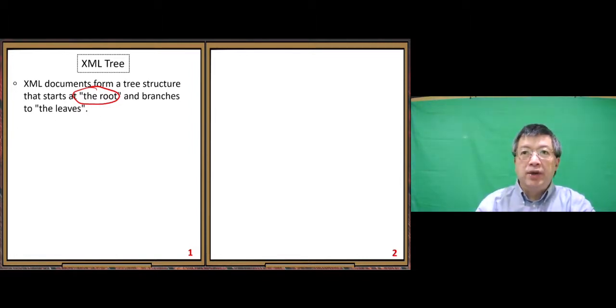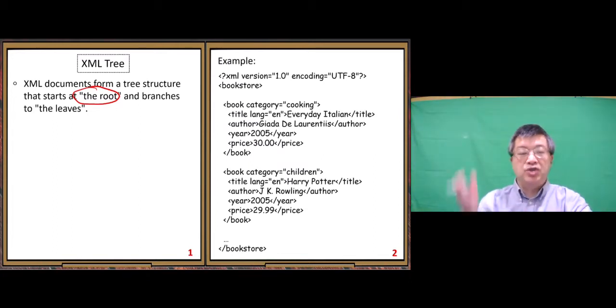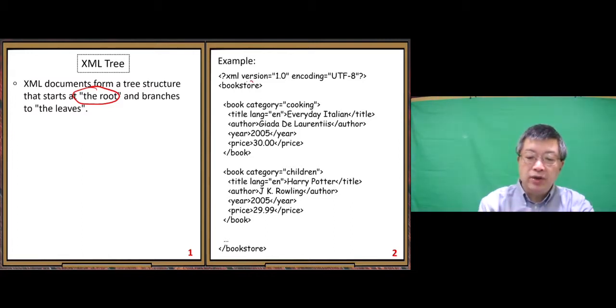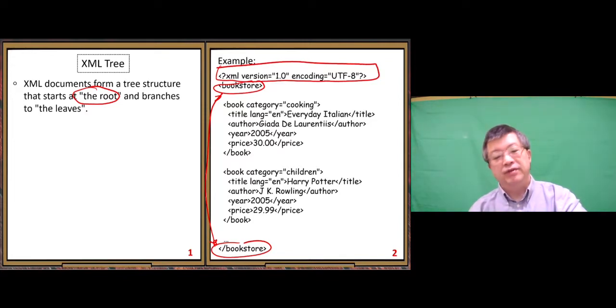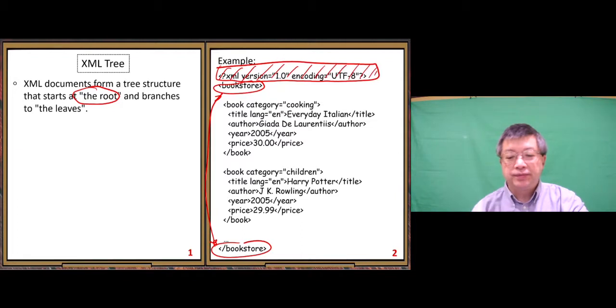So look at a simple example we used in the previous video, that bookstore example. So from this example you can see the root. The bookstore, this element is the root. Okay? The first line is not. So later we will talk about the first line, the version. So other than that, we do not include that in the tree structure. All right.